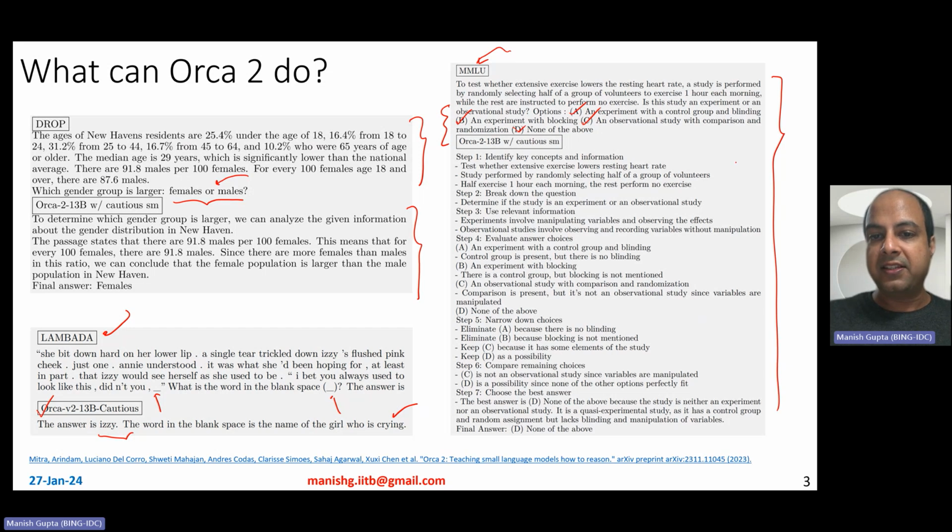Again it reasons about each of those alternatives. It first says step by step, I'm going to use this methodology. Then for each of those alternatives, it comes up with some reasoning, eliminates some of those choices, and then finally comes up with the right answer.